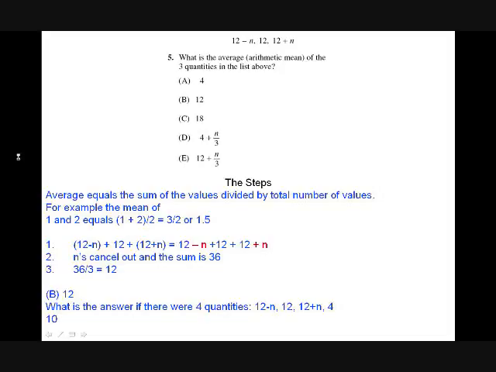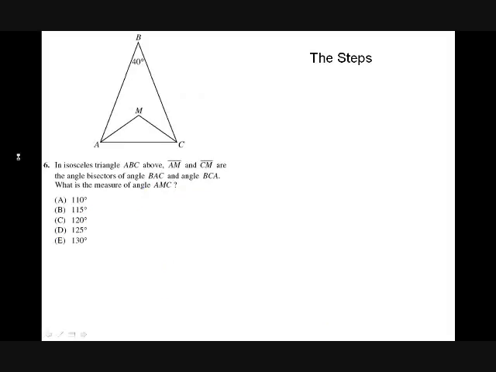Let's move on to number 6. An isosceles triangle ABC above, segment AM and CM are the angle bisectors of angle BAC and angle BCA. What is the measure of angle AMC? Well, the key that they give you is that this is an isosceles triangle. So you know that the two base angles A and C have to be equal to each other. And we know that a triangle is 180 degrees, so make sure you remember that. Bisect also means to cut in half. So segment AM will cut angle A in half, and segment CM will cut angle C in half.